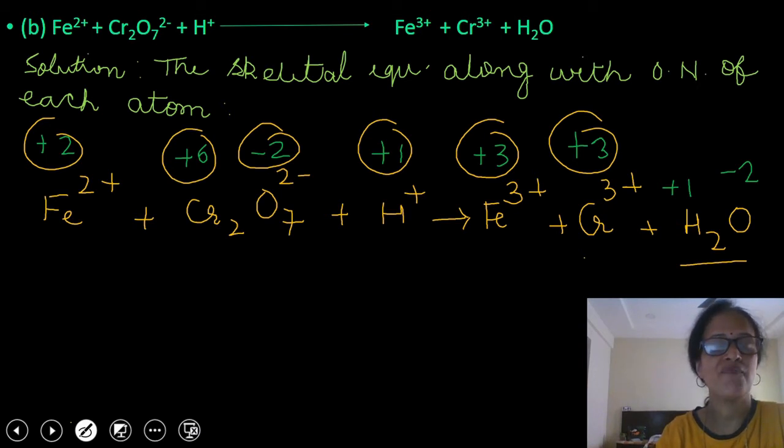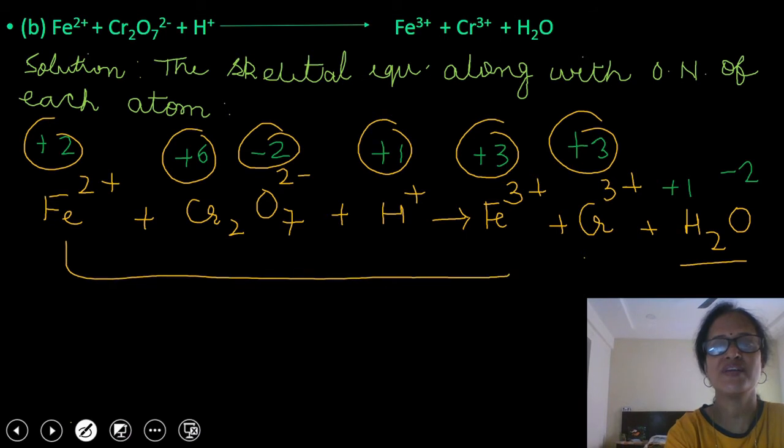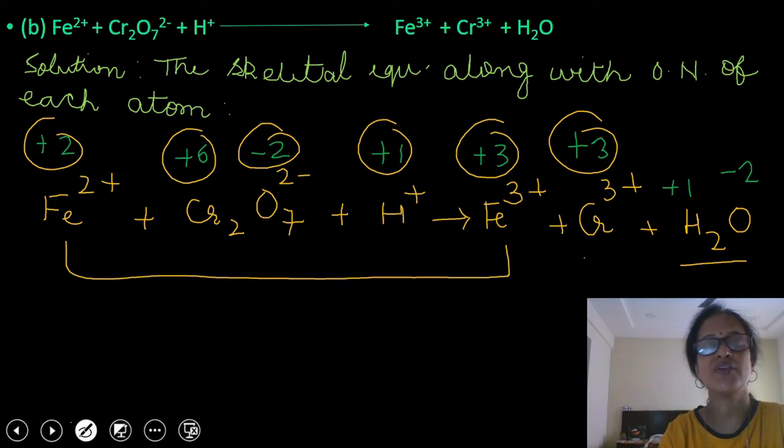So in the next step we will find out the elements whose oxidation number increases or decreases. You can see that the oxidation number of iron increases from +2 to +3. It means it is undergoing oxidation. It will be a reducing agent. And its oxidation number increases by 1 per atom.